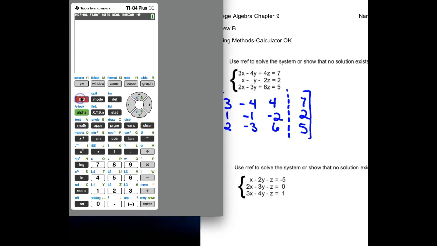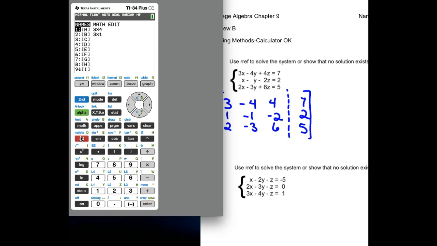We need to go to our matrix screen, so second in our inverse key. We want to go over and edit a matrix, and this one is a 3 by 4. All right, and our numbers are 3, -4, 4, and 7 for our first row. Second row, 1, -1, -2, and 2. And then our third row, 2, -3, 6, and 5.